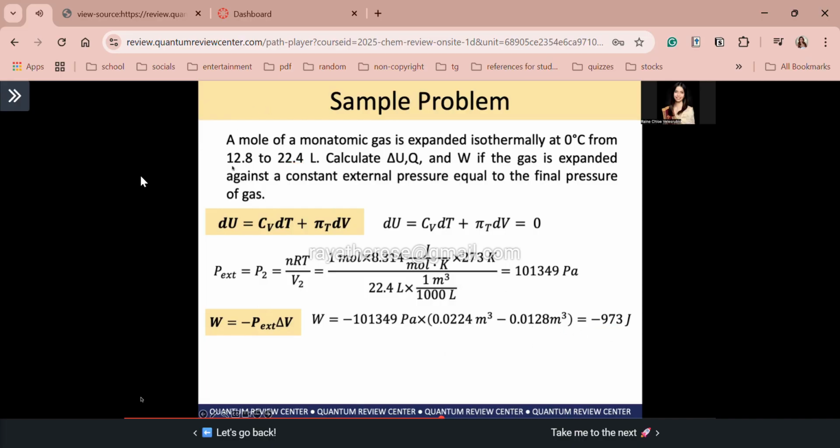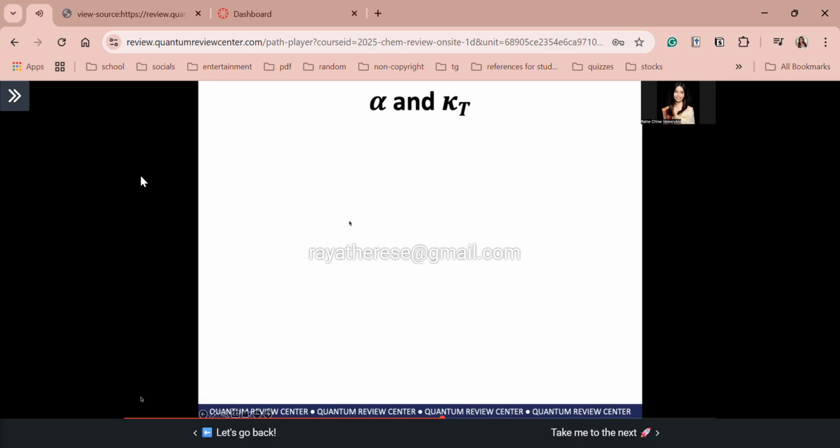Now let's solve for Q. Again, guys, yung Q natin is just the negative of work. Therefore, Q is equal to 973 joules. Hope it's clear. Now, here we have some related topics on the first law of thermodynamics.